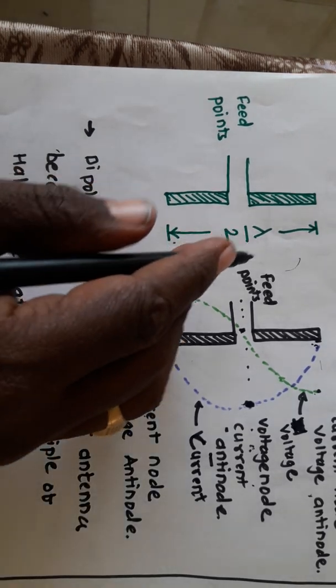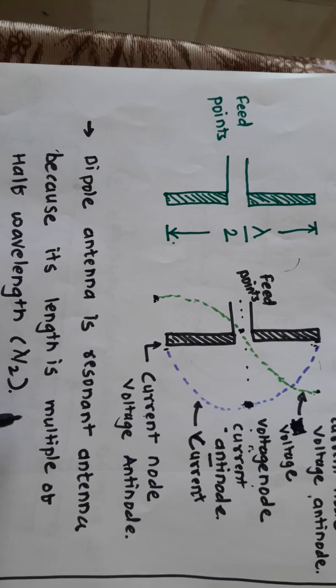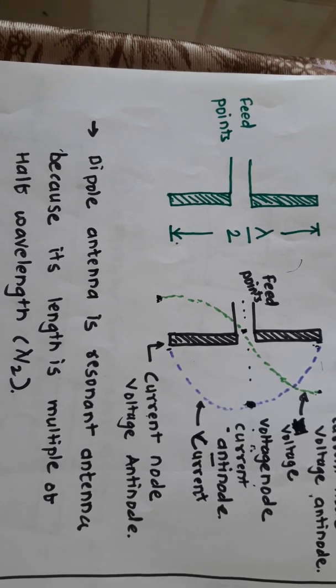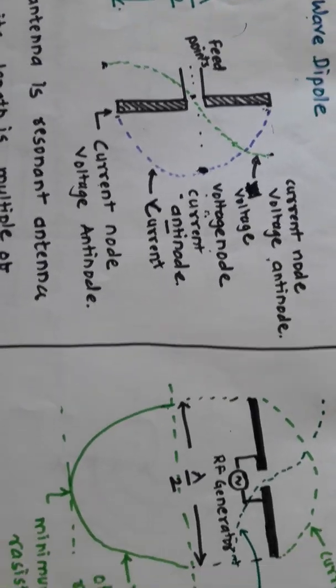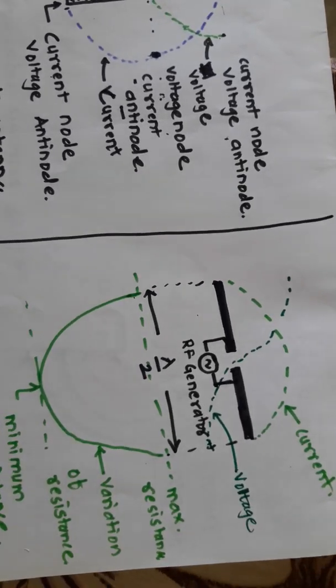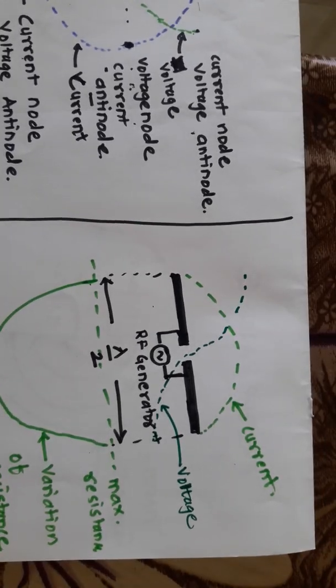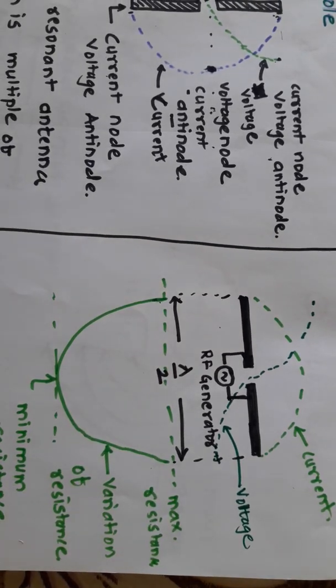So here we have drawn lambda by 2. It may be 2 lambda by 2, 3 lambda by 2, 4 lambda by 2, anything. So multiples of lambda by 2, right? Now let us take a glance at the resistance of this particular antenna.